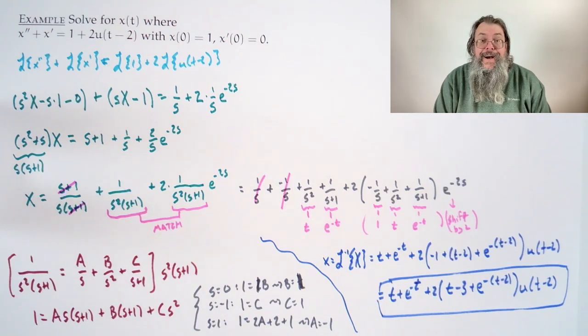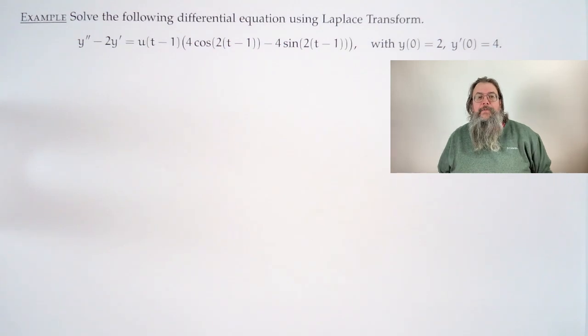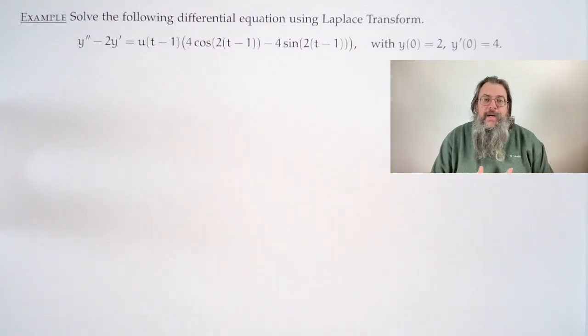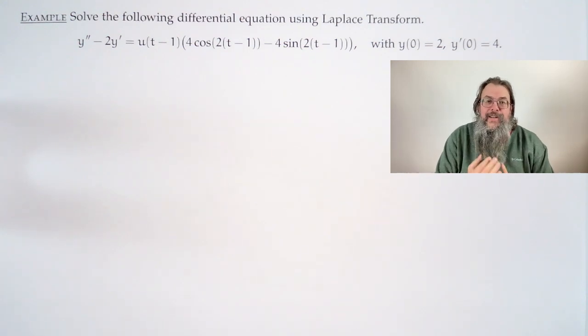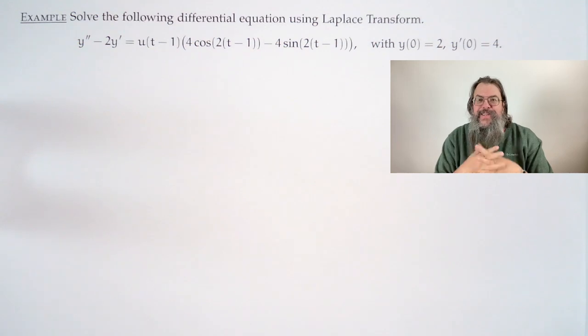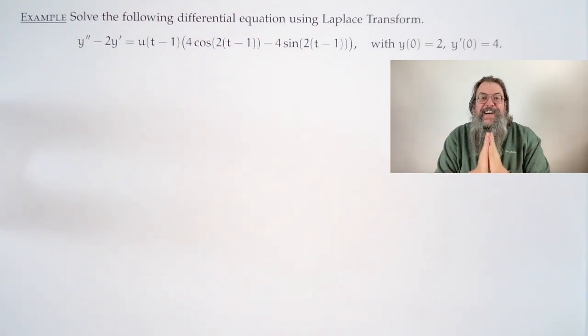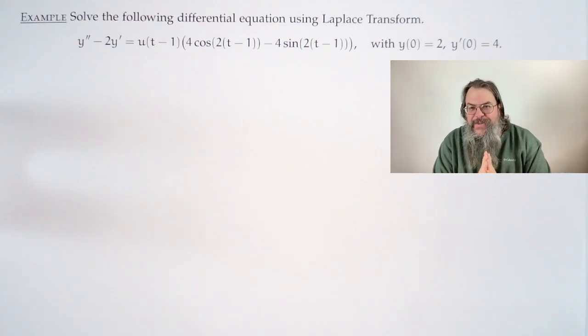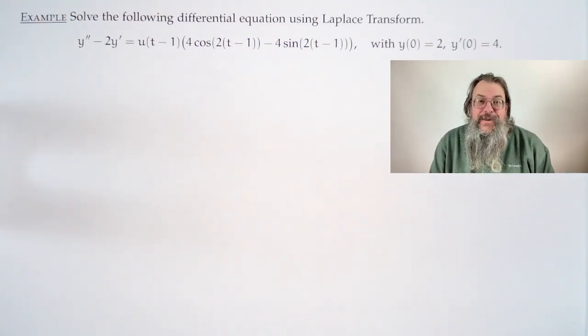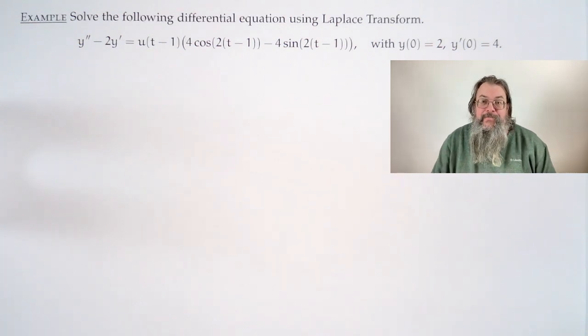Let's do some more. Solve the following differential equation using Laplace transform. We have y double prime minus 2y prime is equal to u of t minus 1 times 4 cosine 2 of t minus 1 minus 4 sine 2 of t minus 1, with y of 0 equals 2, y prime of 0 equals 4. Okay, well, this will be fun.